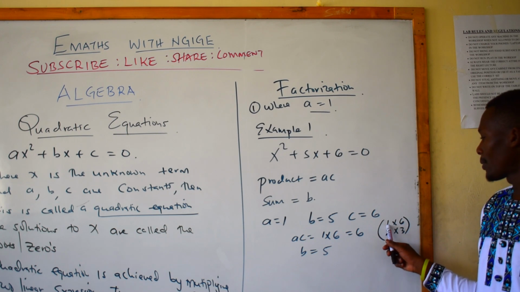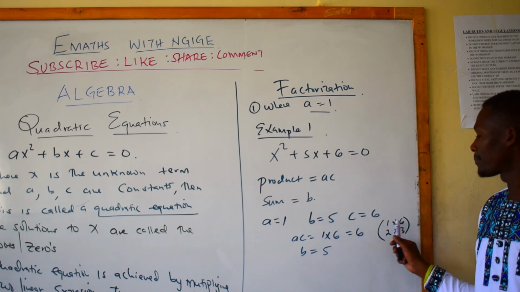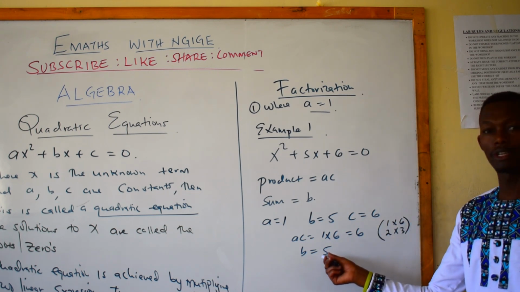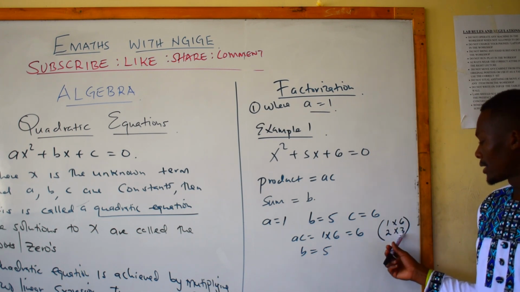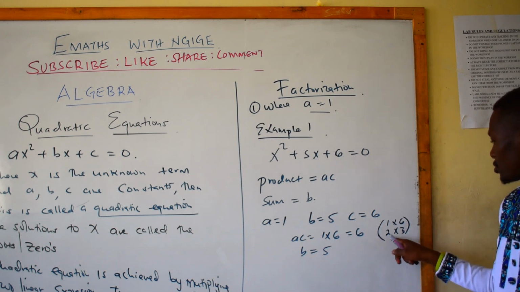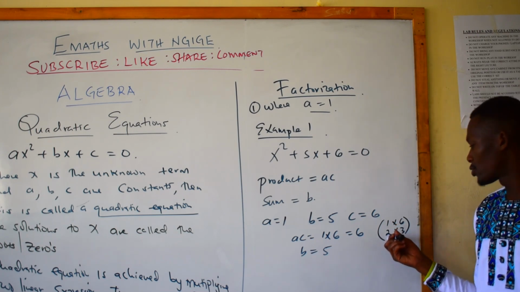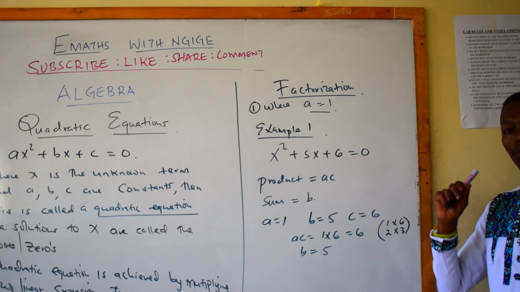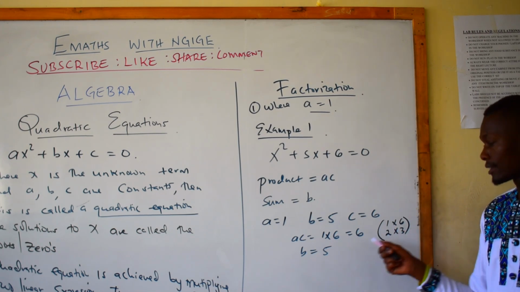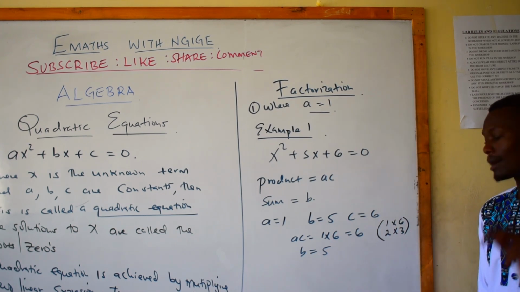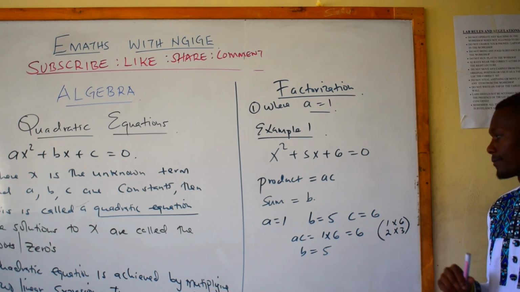When you multiply 1 times 6, it will give you 6. But when you add 1 plus 6, it gives you 7. So it does not give us 5. What about 2 and 3? If you have 2 times 3, it gives you 6. Then when you add 2 plus 3, it gives you 5. So our two numbers are 2 and 3.